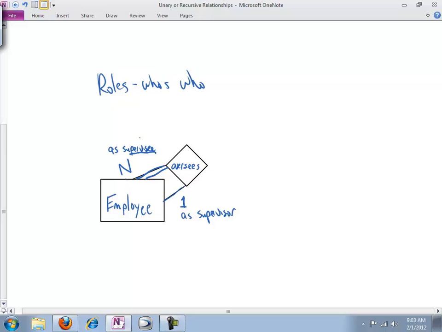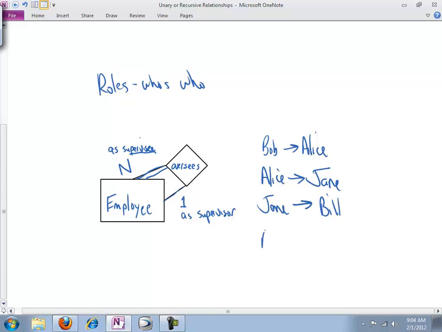So what we'll see in this model when we translate it to a relational schema, or a plan for what our tables are going to look like, is that it has an element of recursion to it. And we can see an example. This is a good example to talk about that. So Bob reports to Alice, but Alice, in turn, reports to Jane, and Jane reports to Bill.